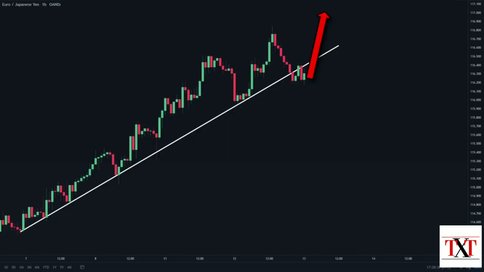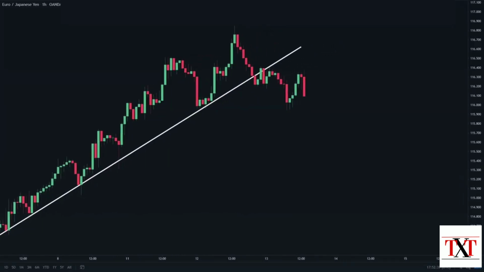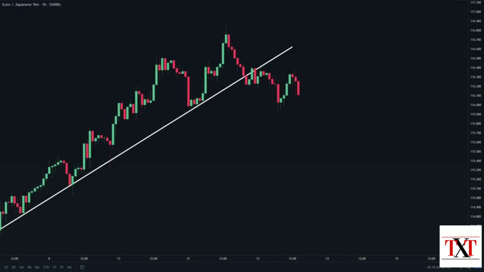So to confirm that the price will not go back upwards, we need to wait for signs of momentum loss. So let's let the price run until we find a confirmation. Now notice the price tried pushing back up and failed. Then it tried again and failed the second time, which created a double top pattern here, indicating that buyers aren't strong enough to push the price back up.